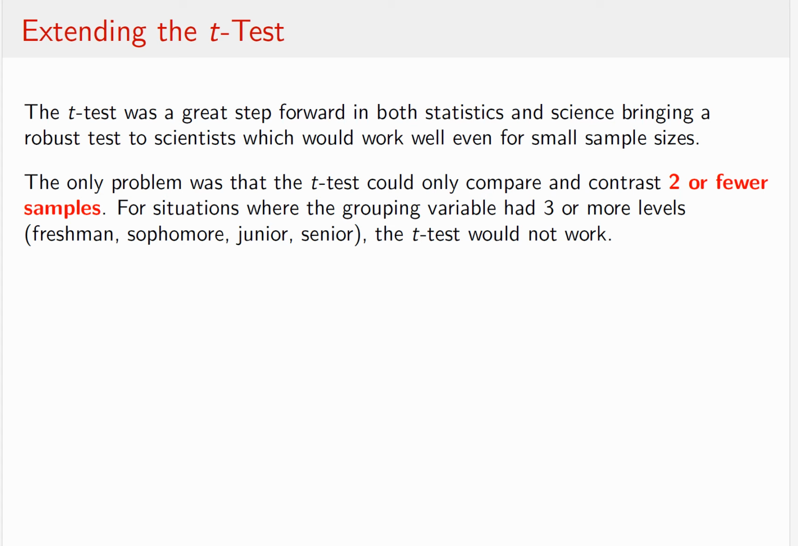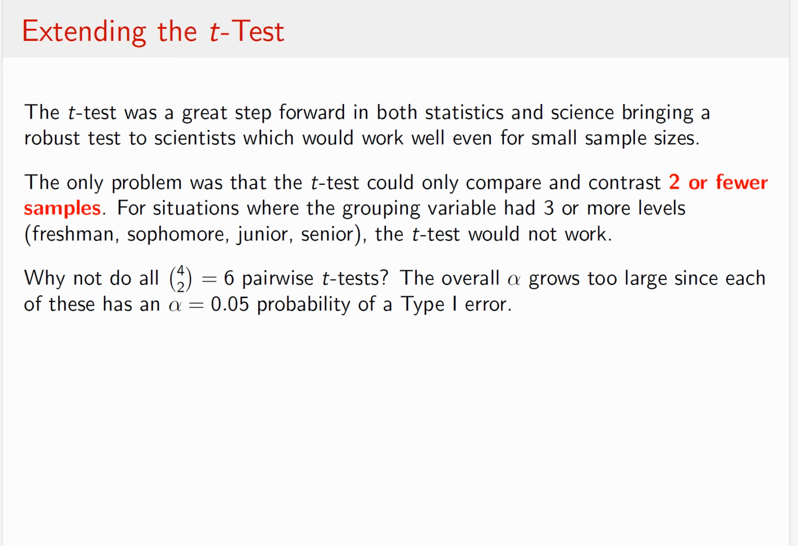So there are a couple of options, right? We could, there are four groups, right? Freshman, sophomore, junior, senior. We could do all four choose two equals six pairwise t-tests. And you're like, well, six t-tests, it might take a while, but we've got R, that's not impossible. The problem is that every single one of those six tests has a 0.05 type 1 error rate.